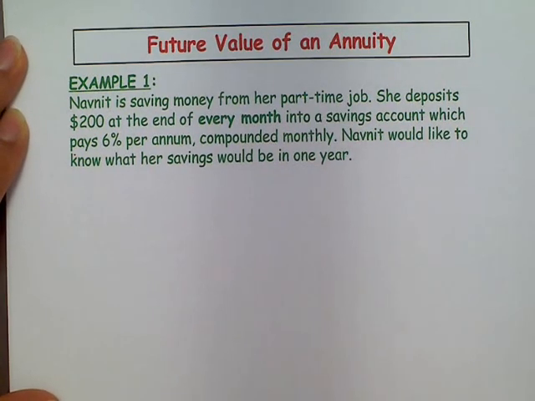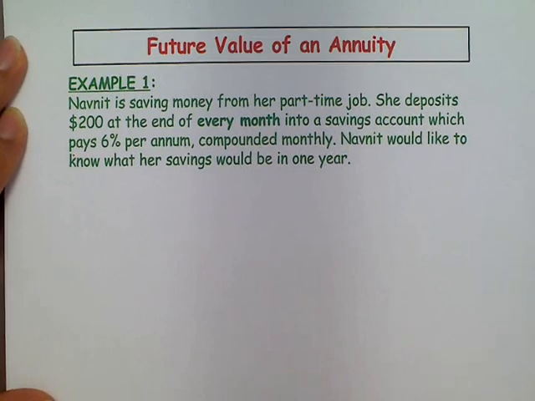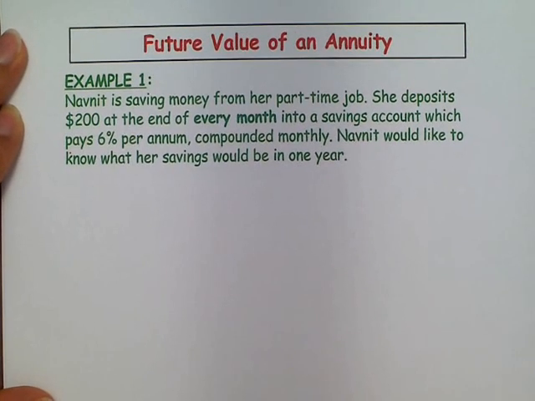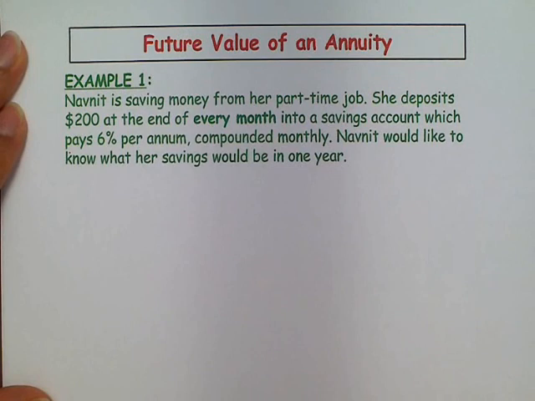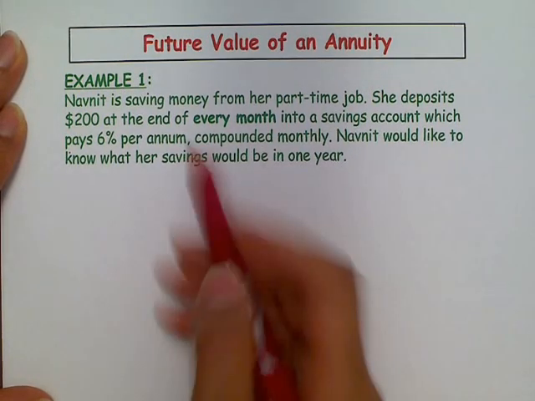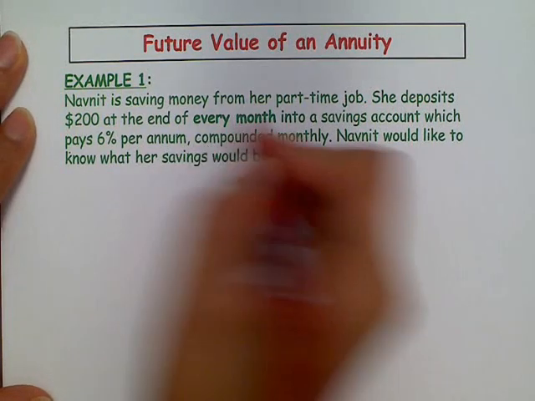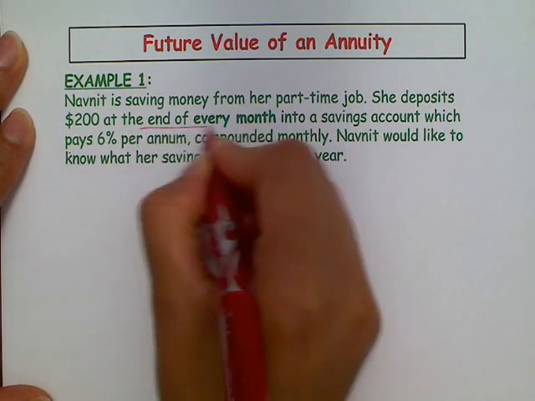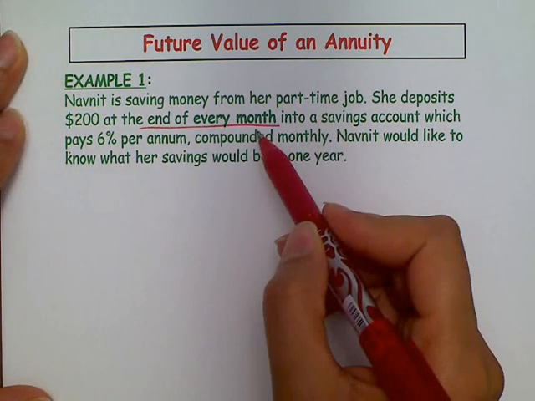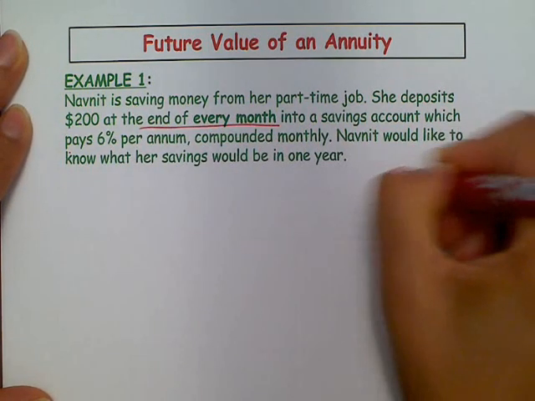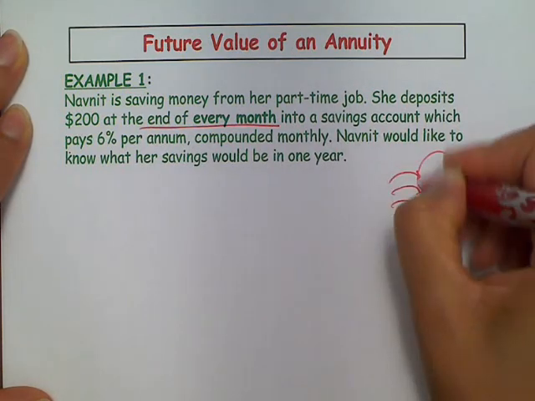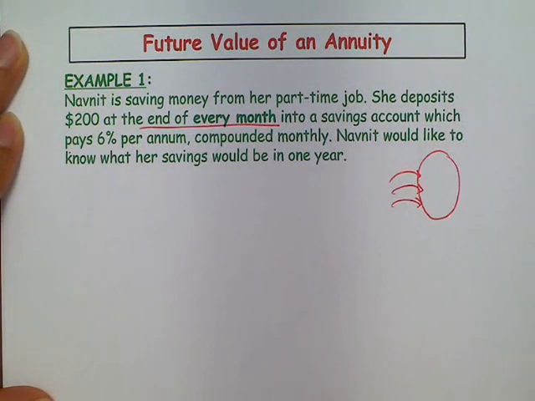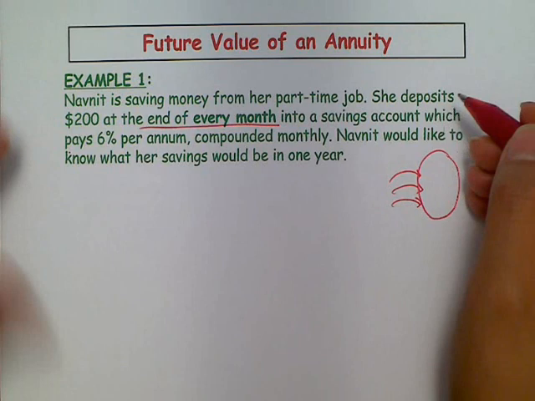Okay, so let's take a look at some of the information here. First of all, how can we recognize that this is going to be an example of an annuity and not compound interest? Okay, so the key word that I read while I was going through this is that she is saving at the end of every month. So the fact that she's making regular payments into an account tells me that this is an annuity problem.